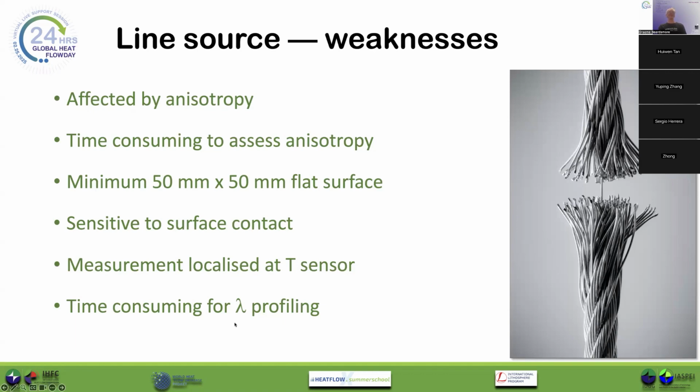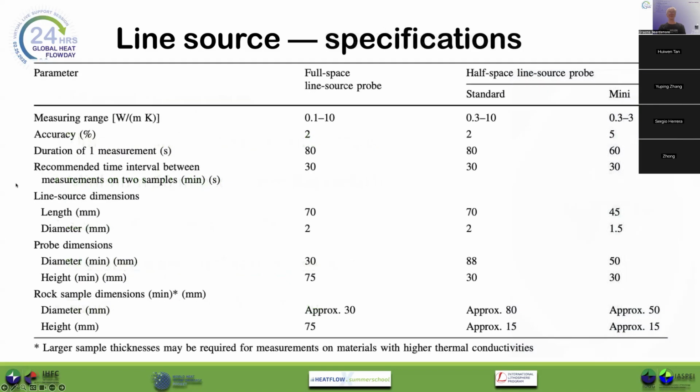And if your aim is to characterize the thermal conductivity throughout a full profile of rock, then that can be quite time consuming, because you might get a single measurement in a few minutes, but you might need to repeat that measurement dozens of times or hundreds of times to fully characterize a rock profile. So strengths and weaknesses, as with every tool.